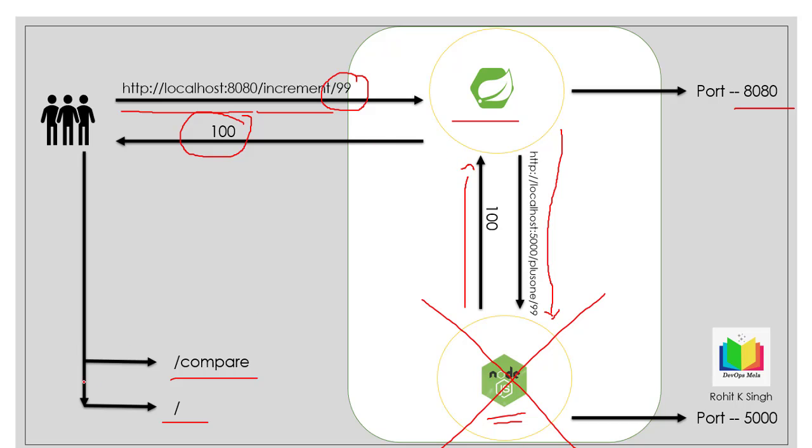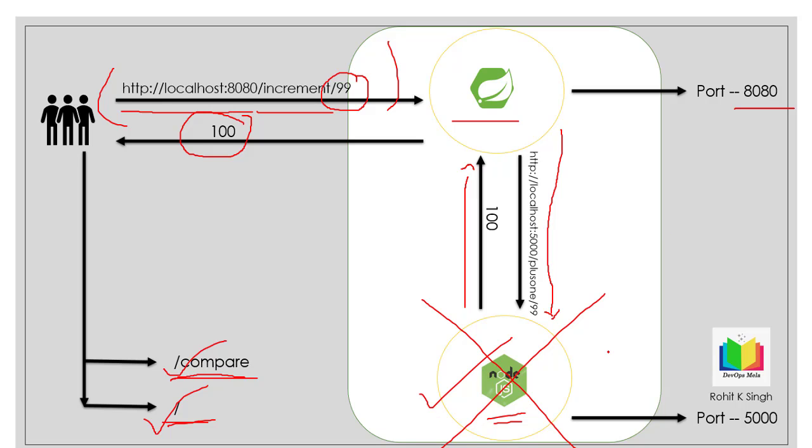So what all things will work? This compare will work, and this slash will work. Compare is basically doing a comparison whether the number is greater than 50 or not. That is the condition which I have put. So these two things will work. The incremental will work when we have this Node.js also deployed. So just keep this in mind. This is the application which we will be eventually deploying.